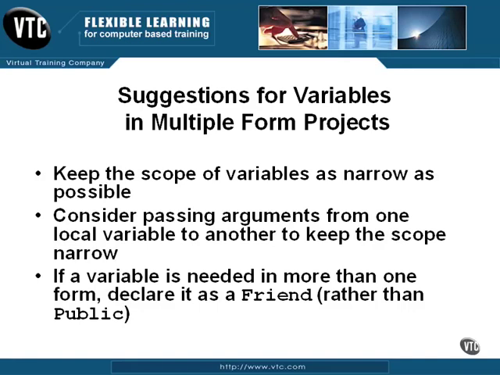And finally, if a variable is truly needed in more than one form, you should declare it as a Friend variable rather than Public. By declaring as Friend, you are limiting its use, but you are making it available to that particular module. Making it Public makes it available to the entire project, which is always risky. So you always want to try to solve your application using local variables as much as possible, and then proceeding from there and using a wider scope of variable only as needed.